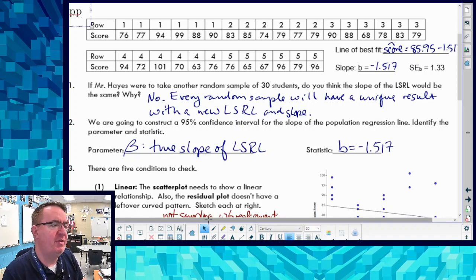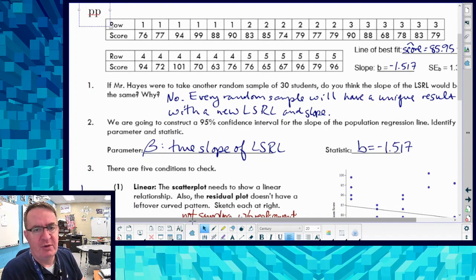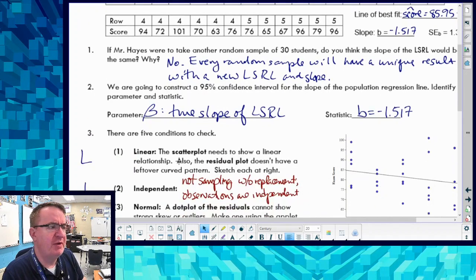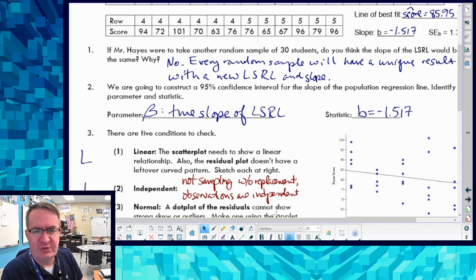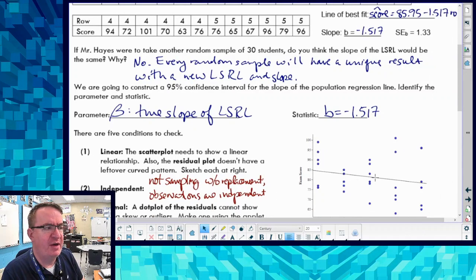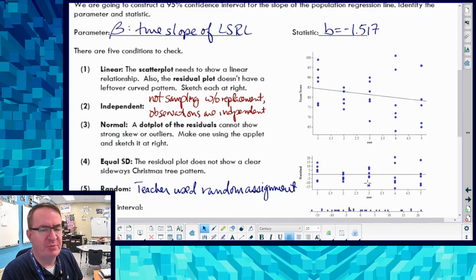Now there are five conditions to check, and we use the first letters of them, and it's going to spell out LINER. The first thing we have to worry about is that the scatterplot has to show a linear relationship. That's not usually too terribly hard, and again, most of this will be given to you in a problem. The residual plot shouldn't have a leftover curve pattern. So here's the residual plot, and again, there's nothing there.